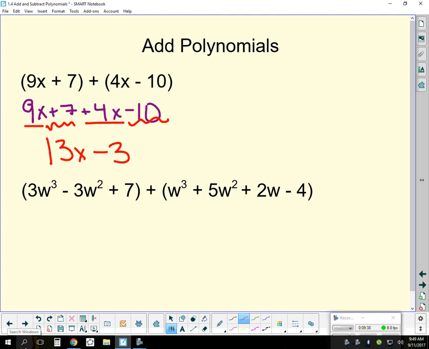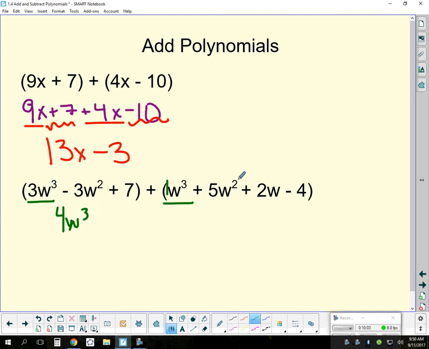Okay? Same thing on the bottom. The parentheses really don't matter. You don't have to rewrite it again. You can just kind of ignore the parentheses being there. And you would take 3w to the 3rd, find its like term. That's plus w to the 3rd. Remember, that's a 1w to the 3rd. So 3 plus 1 is 4, and the w to the third stays the same.